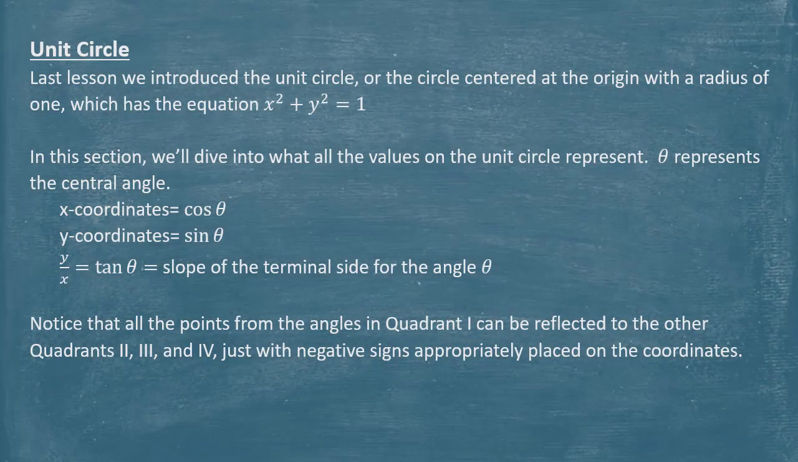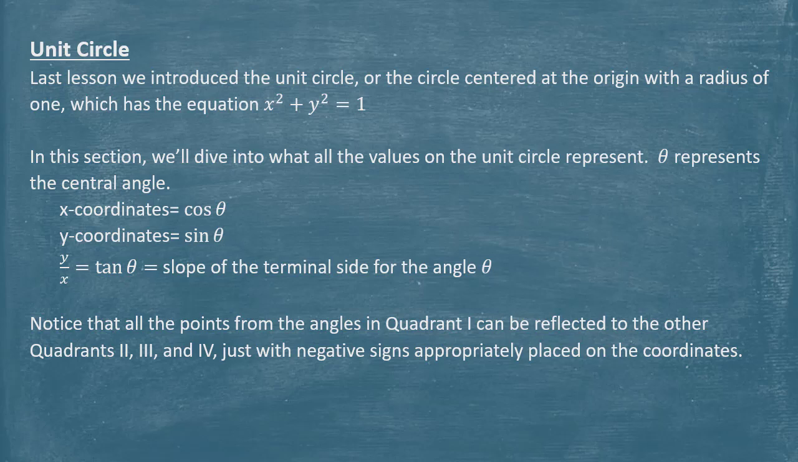Now, just as a quick review, last lesson we did discuss what the unit circle was, essentially the circle that's centered at the origin with the radius of 1 that has that equation x squared plus y squared equals 1. So now we're actually going to talk about what each of those things represents that we wrote on the unit circle, so we can try and make a little more sense of why we even did any of those things.